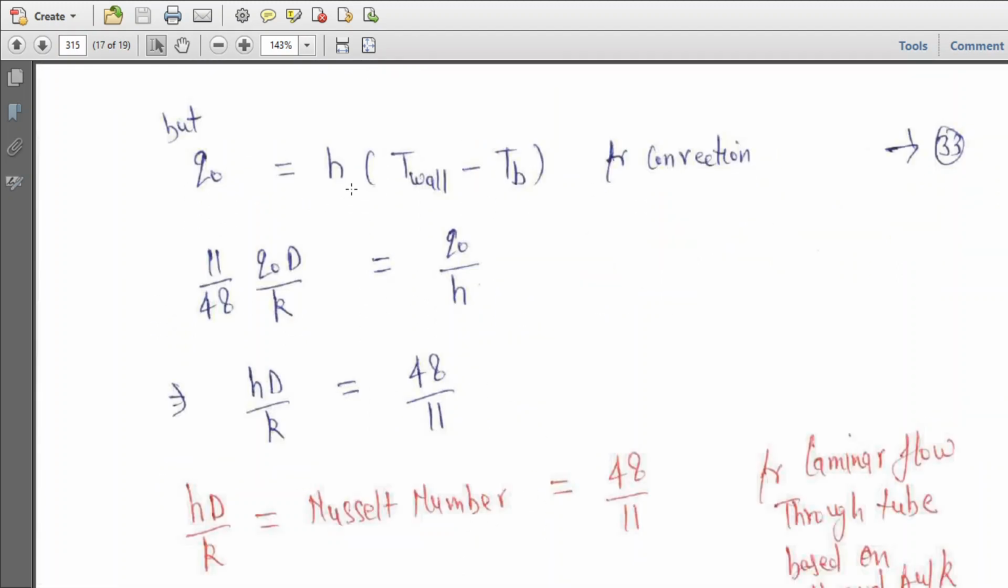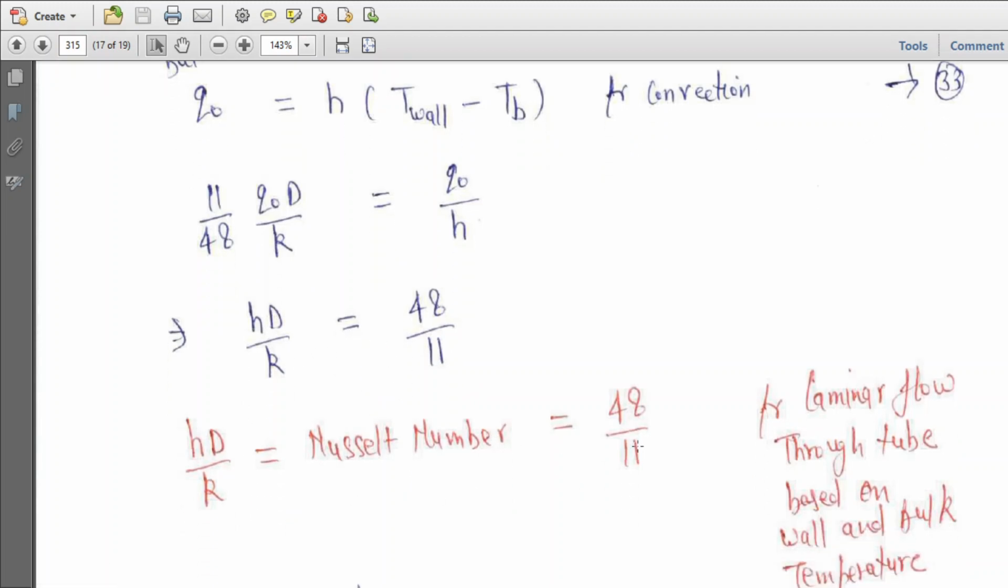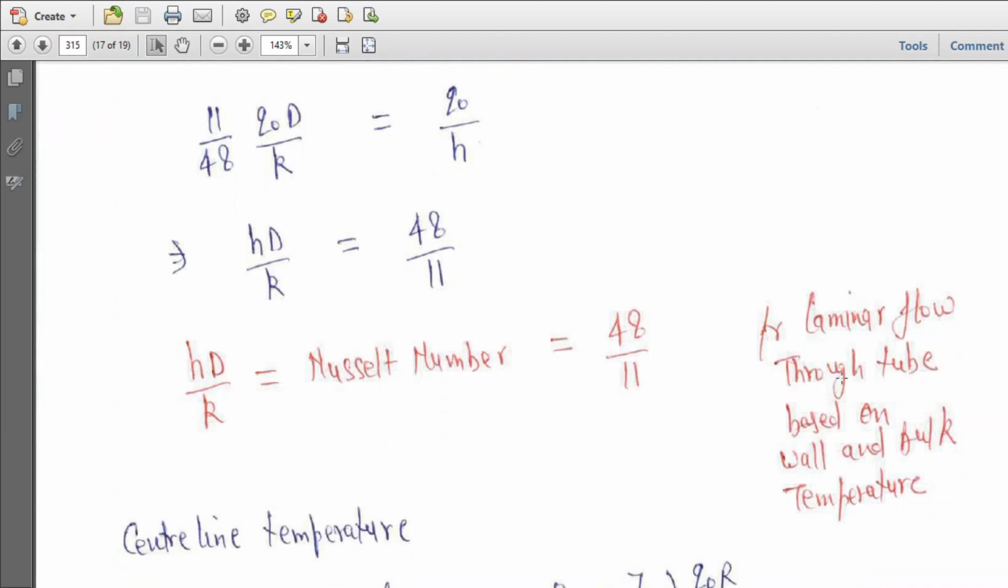Now q naught is h times TW minus TB for convection. From the previous result we can substitute the expression of TW minus TB, so you have q naught upon h. From here you have hD upon k equal to 48 upon 11. So the Nusselt number equals 48 upon 11 for laminar flow through tubes based on wall and bulk temperature.